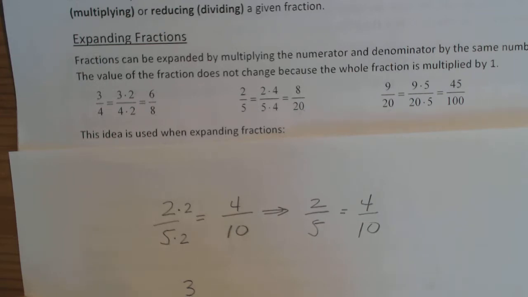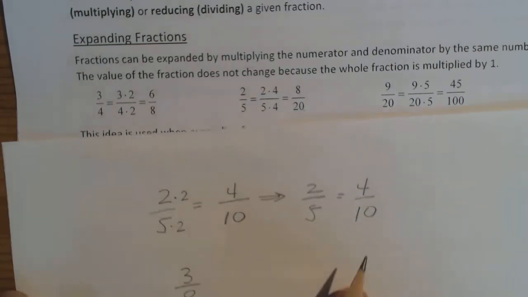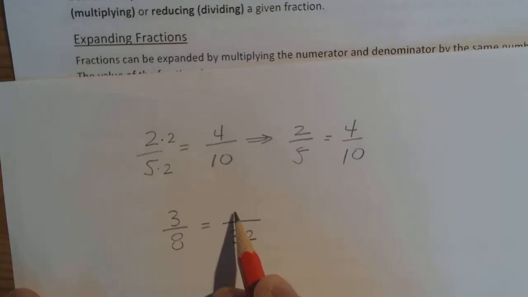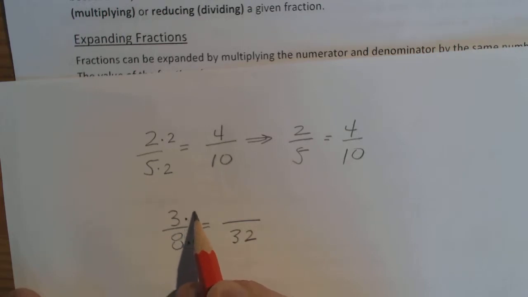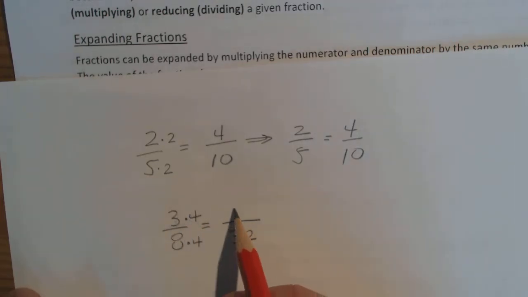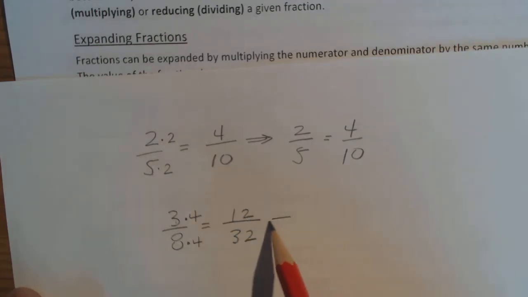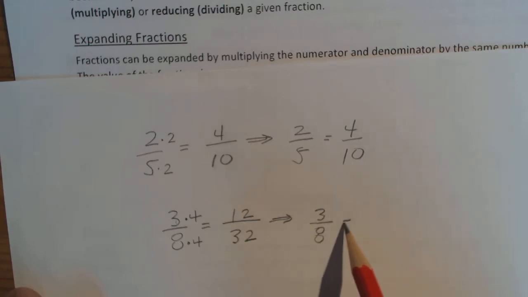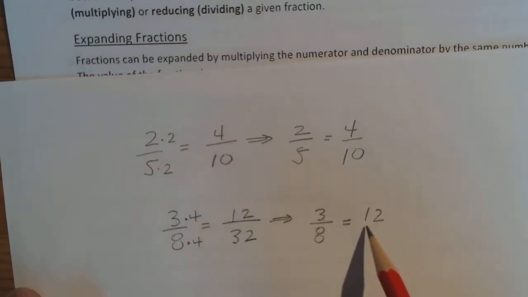Let's use another example. 3 over 8 is equal to something over 32. I need to find the top number here. To get from 8 to 32, I must multiply the 8 by 4. Therefore, I must also multiply the top number by 4. So 3 times 4 gives 12. Therefore, 3 over 8 is equal to 12 over 32.